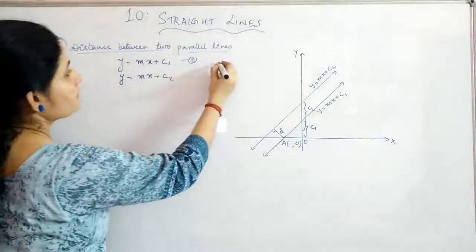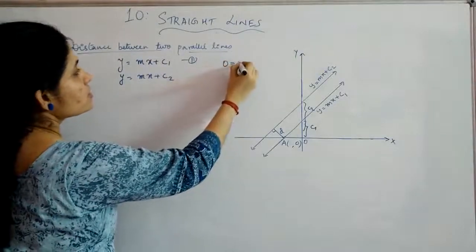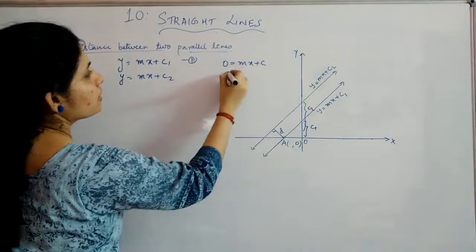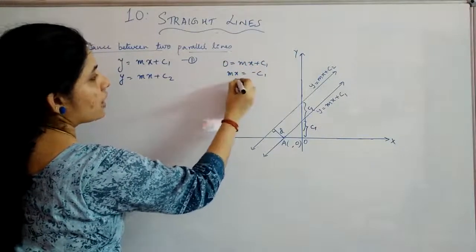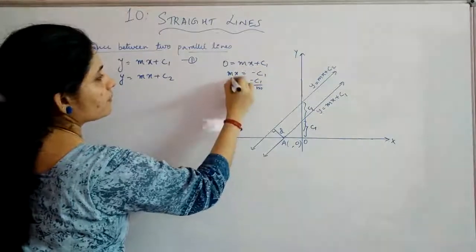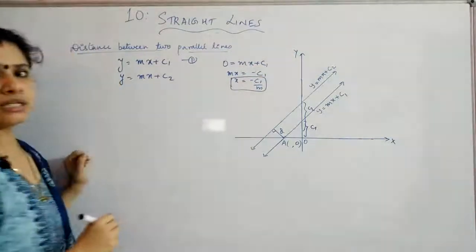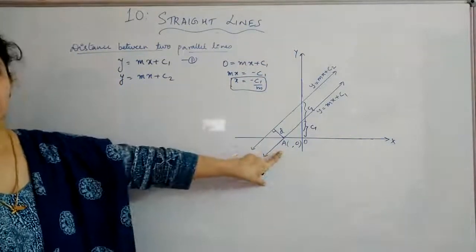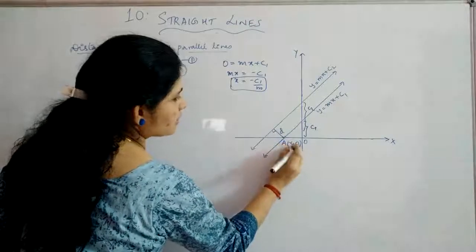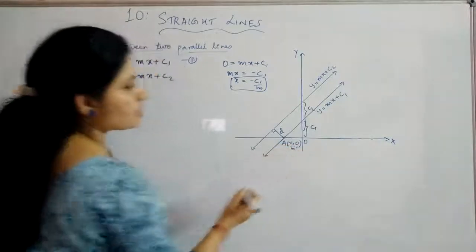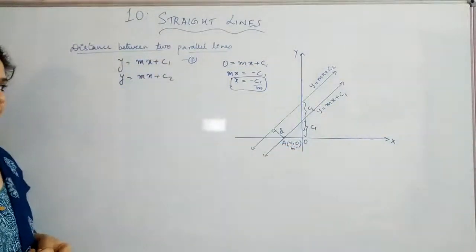So for the first equation, if the y coordinate is 0, you will get 0 is equal to mx plus c1, or mx is equal to minus c1, or x is equal to minus c1 by m. So this will be your x coordinate for the point touching your x-axis for this line. So it is minus c1 by m, comma 0 will be the point A.